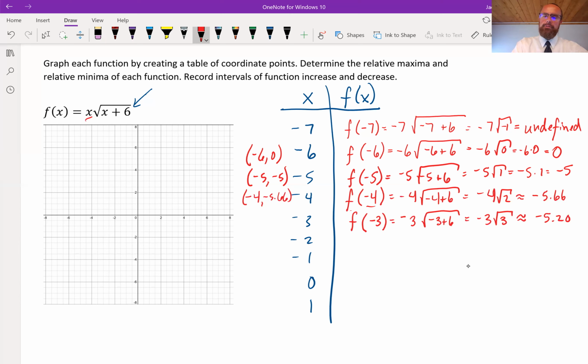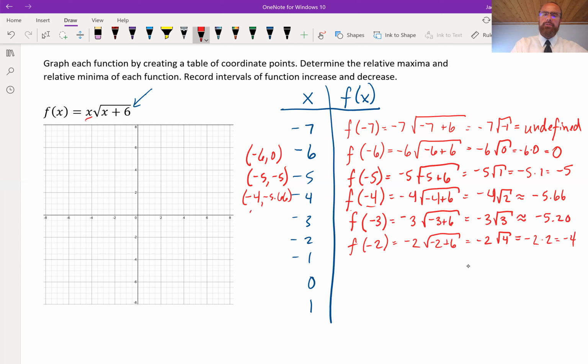F at -2 is -2 times the square root of -2 plus 6. And it looks like we're in luck here. -2 plus 6 is 4. Square root of 4 is 2. So I can put these firm equal sign. This is -2 times 2, which is -4.